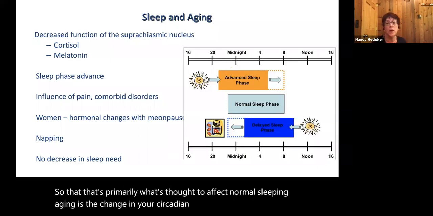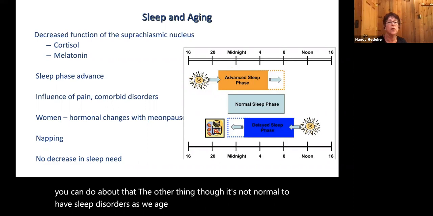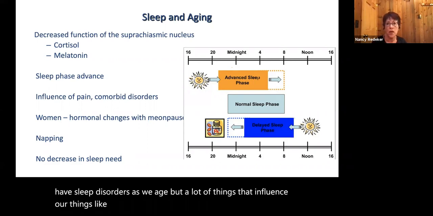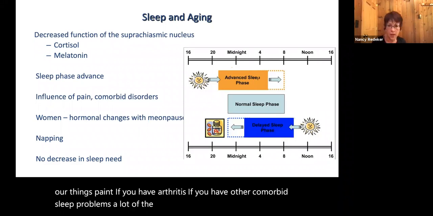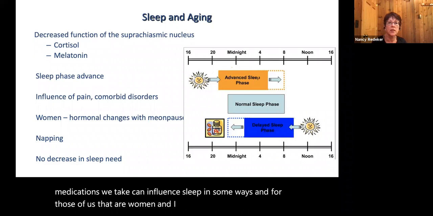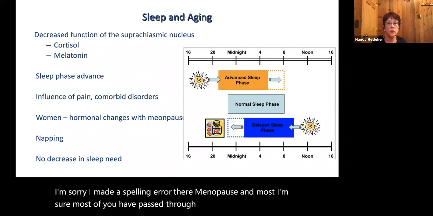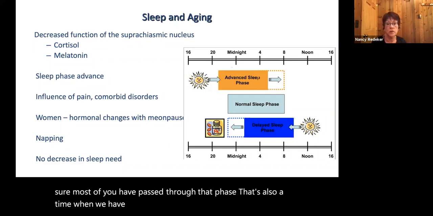And there's things you can do about that. The other thing, though, it's not normal to have sleep disorders as we age, but a lot of things that influence are things like pain. If you have arthritis, if you have other comorbid sleep problems, a lot of the medications we take, almost all the medications we take, can influence sleep in some ways. And for those of us that are women, and I look like most of this group is, I'm sorry, I made a spelling error there, menopause, and I'm sure most of you have passed through that phase. That's also a time when we have hormonal changes that contribute to sleep disruption.